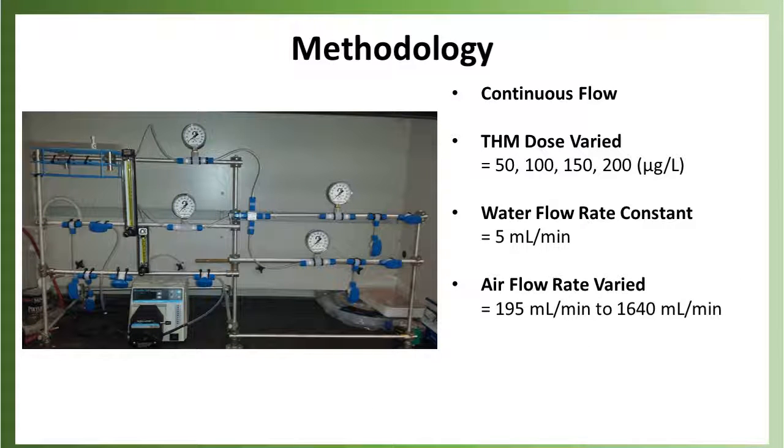So, my system runs continuous flow. I've been varying my THM doses in my experiments, and I'm looking at 50, 100, 150, and 200 microgram per liter doses. However, so far I've only done experiments at the 50 and 200 increment. My water flow rate I've been keeping constant, but my air flow rate has been varied based on the stripping factors that I'm assuming, and then back calculating to get my air flow rates, and then at the end of the experiment, once I've measured the before and after of the flow rate, I can determine what the actual stripping factor of the system is.